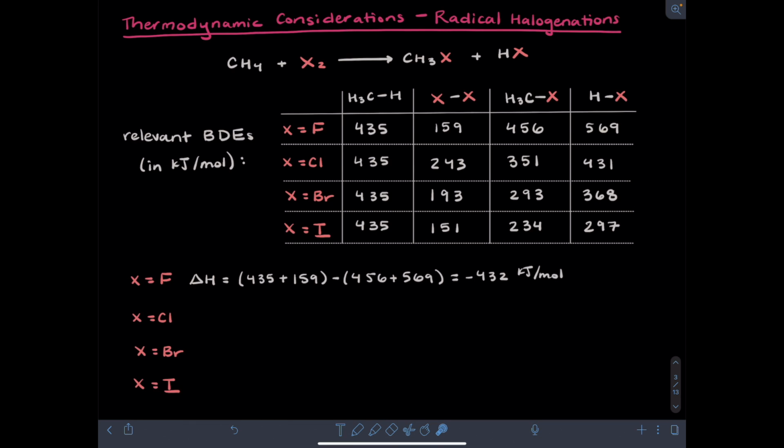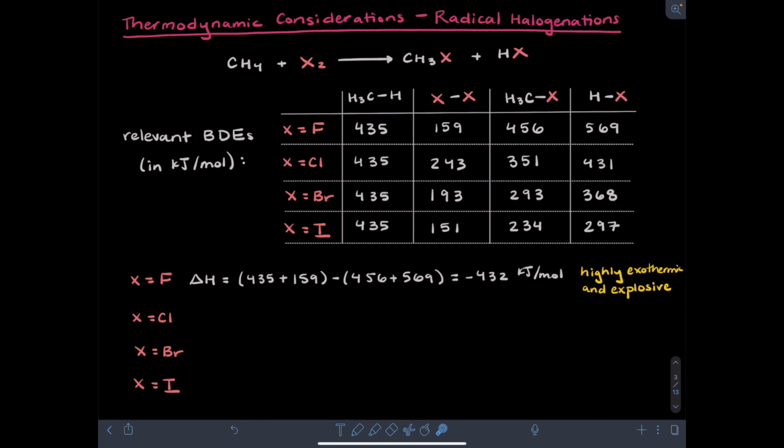When X is fluorine, you take the sum of the bond dissociation energies of the bonds broken. This is the CH bond of methane and the fluorine-fluorine bond of F2. And from this, you subtract the sum of the bond dissociation energies for the bonds formed. This is the carbon-fluorine bond of fluoromethane and the HF bond. Overall, delta H of reaction is negative 432 kilojoules per mole.